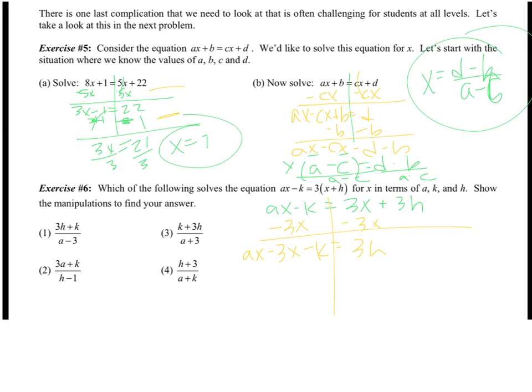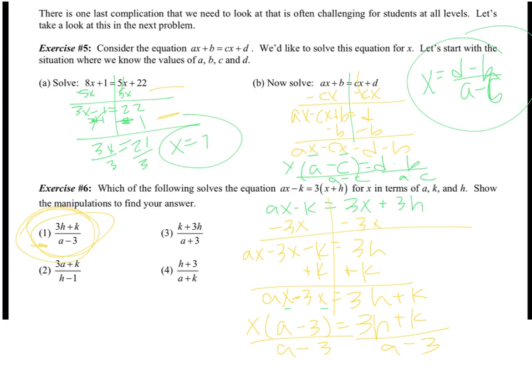Then we're going to add k to both sides. So ax minus 3x equals 3h plus k. Remember that both of these have an x in it. So x can come out and we're left with x times a minus 3 equals 3h plus k. Divide by a minus 3. And we have x equals, see, this one has a minus 3 and it also has 3h plus k, so 1 has to be the correct answer.